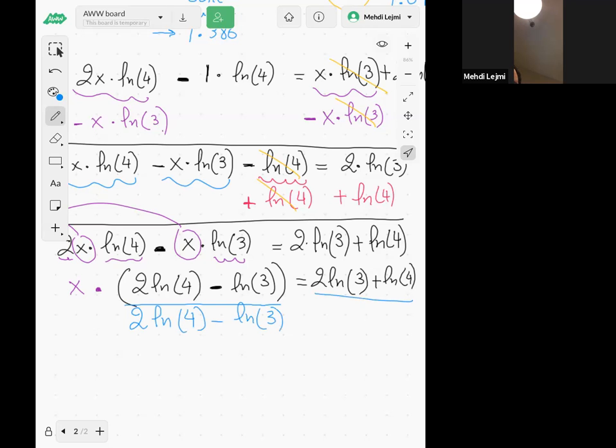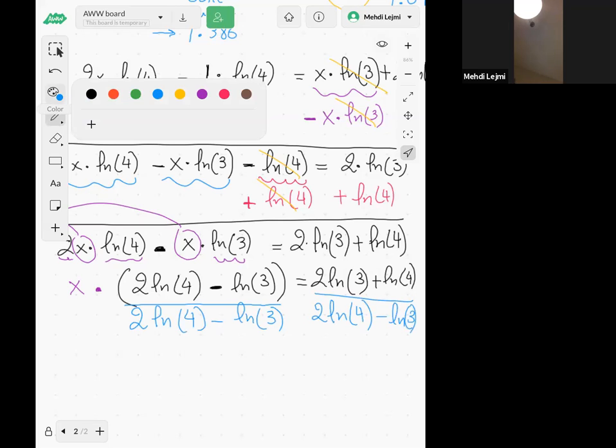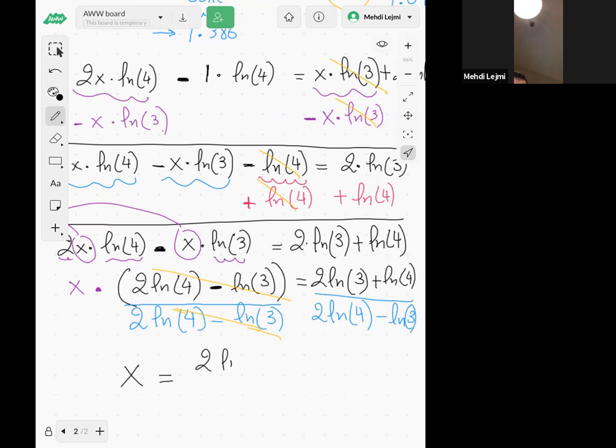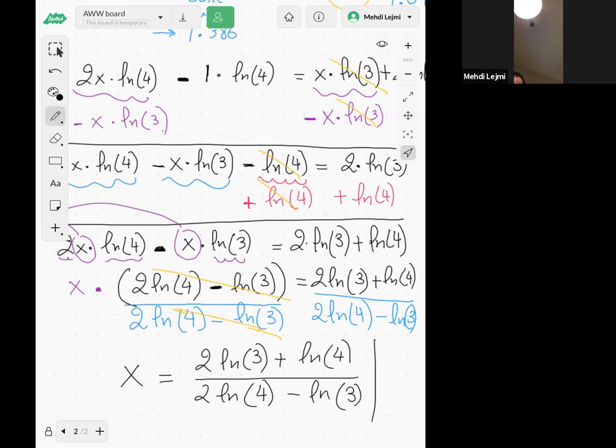And of course, we need to do the same on the right side. So this is 2 natural log of 4 minus natural log of 3, and because it's the same thing here, that will cancel out. So it's now just x on the left side equal to 2 times natural log of 3 plus natural log of 4 over 2 natural log of 4 minus natural log of 3. And that will be the final answer.